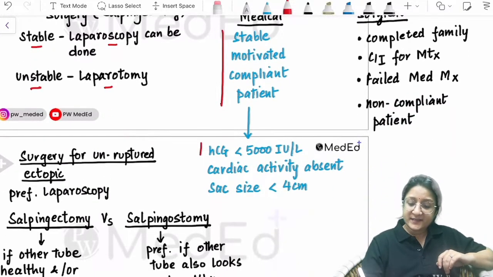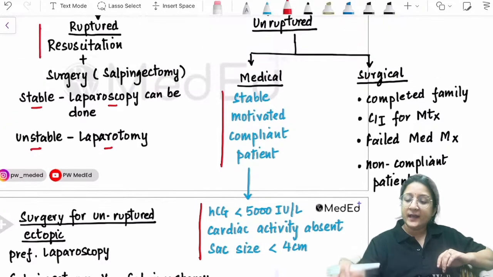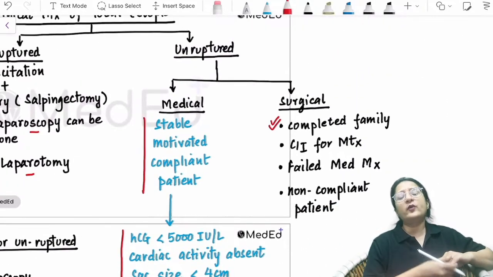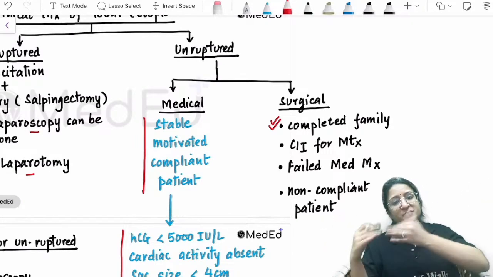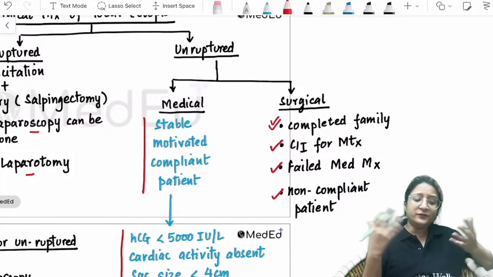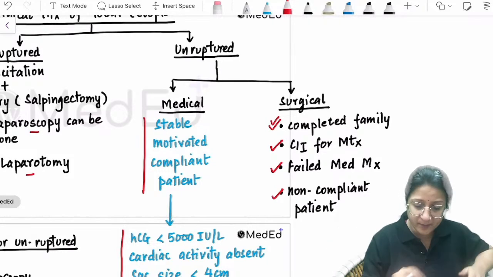Then if the HCG is less than 5000, cardiac activity is absent, and the sac is less than 4 cm, we can give methotrexate. In an unruptured ectopic, if the family is already complete, there is no point going this long route of medical management. We go for surgical management. If there's any contraindication to methotrexate, medical management has failed, or the patient says she can't come for follow-up, then of course surgical management is done even for an unruptured ectopic pregnancy.